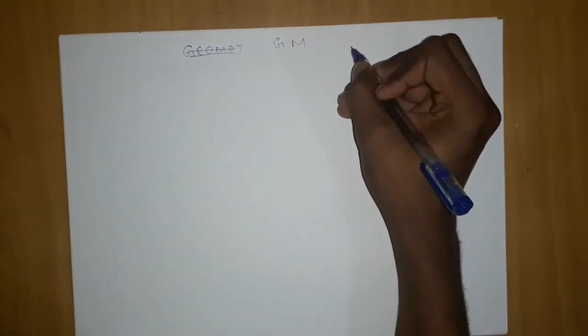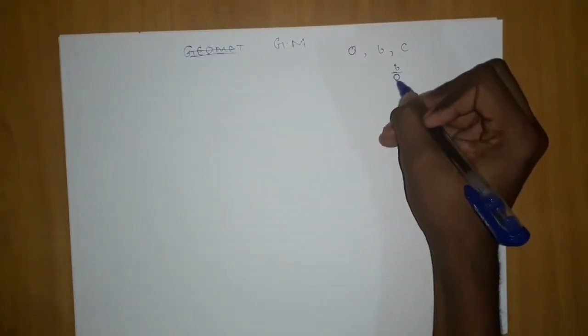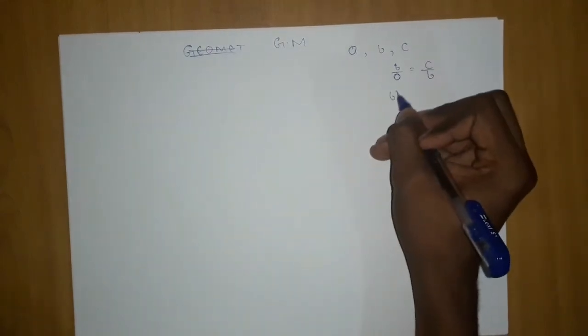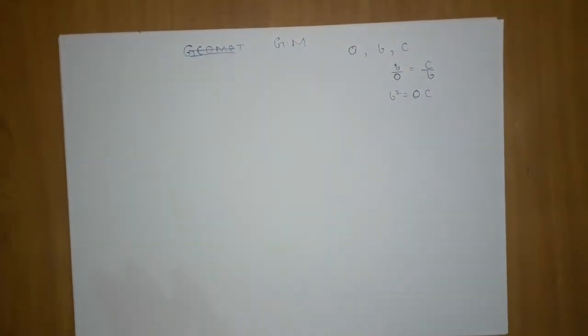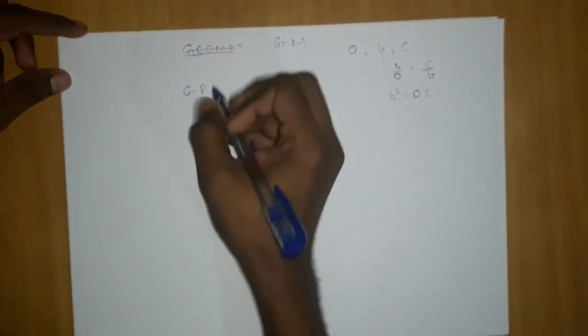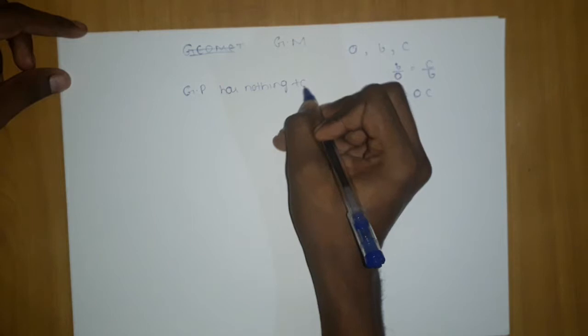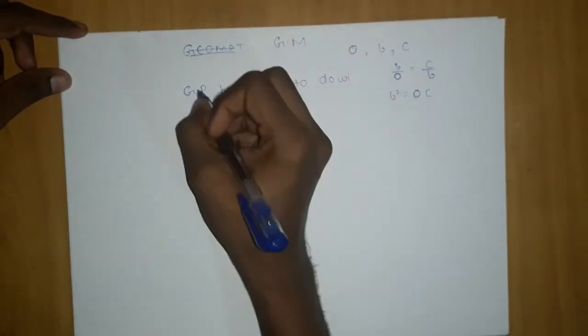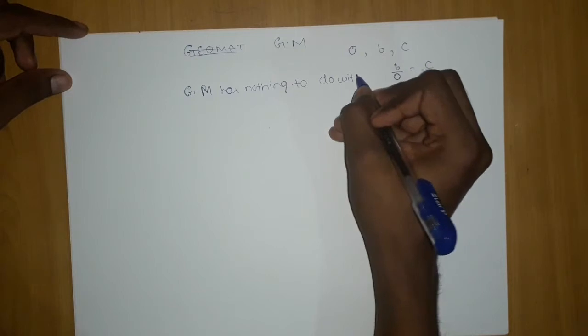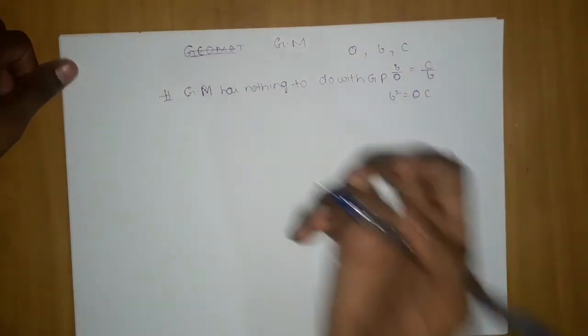Now if you have learned the basic idea in GP, that if A, B, C are three terms in GP, then B by A should be equal to C by B, then you get B square equals AC. Similarly, GM has nothing to do with GP. When the sequence is GP, it will just become a special case. So GM has nothing to do with GP in general.